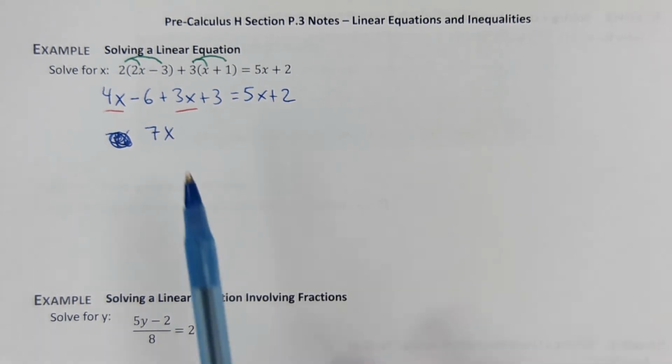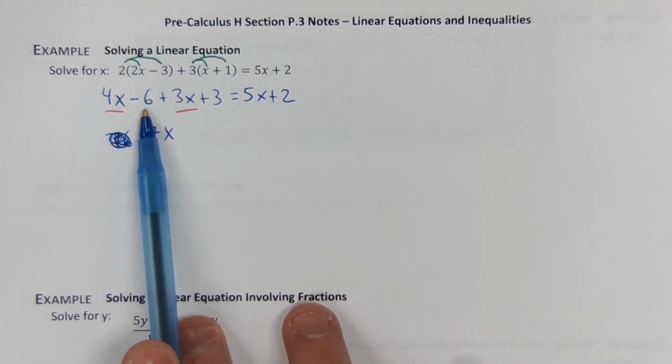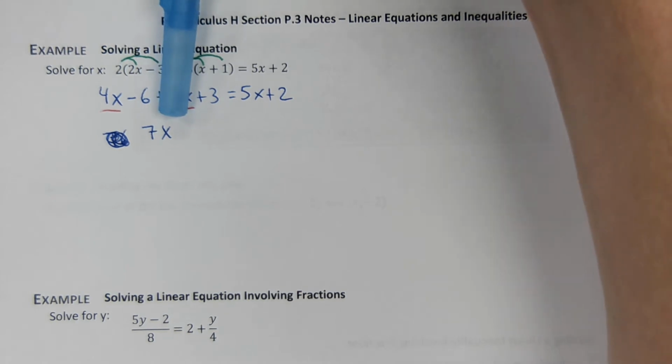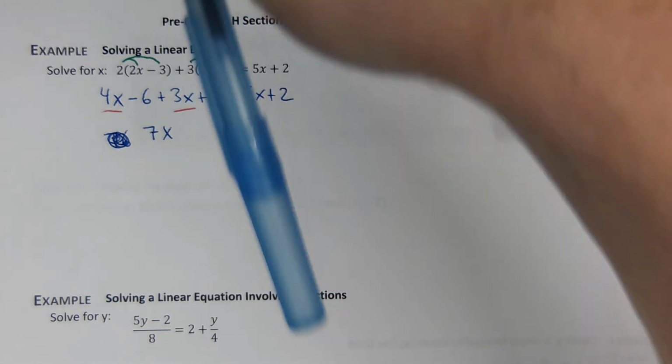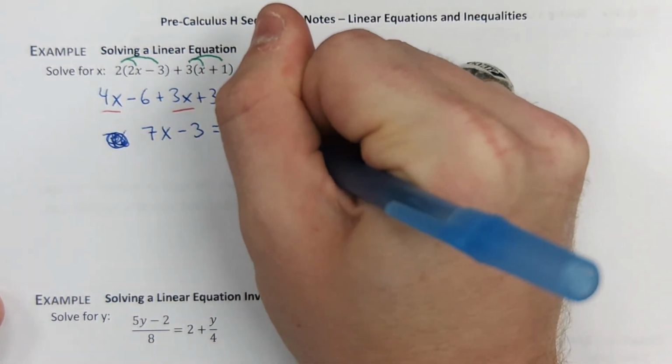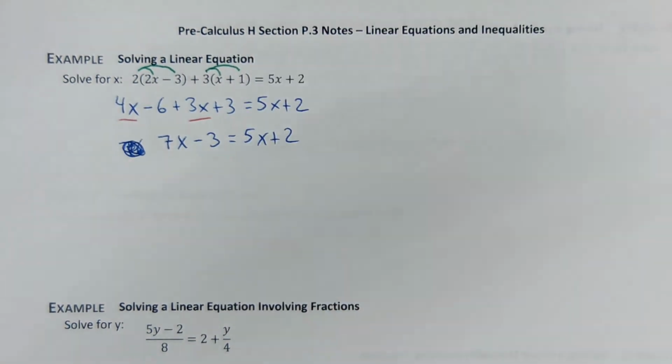And now the same trick is going to happen between this negative 6, because it is a negative 6, and this positive 3. I could just pretend that 3x is not there, so it says negative 6 plus 3, which is going to be negative 3. And now we'll go ahead about the business of moving all the x's to one side and all the non-x's to the other.